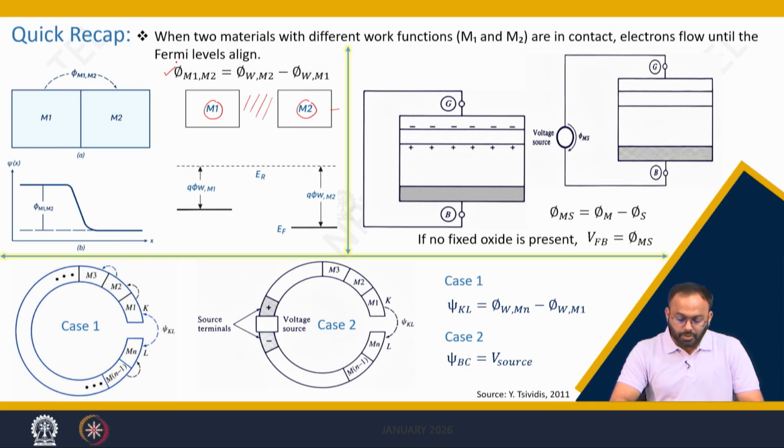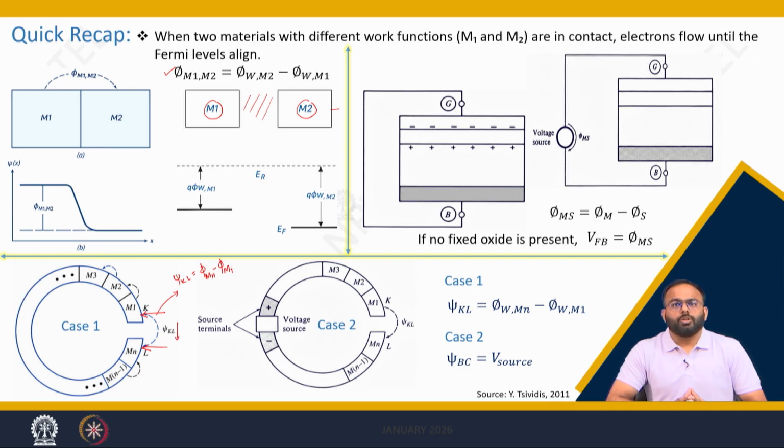We have also argued what will happen if different materials are in series. We found that the potential psi_ML, meaning the potential between M1 and Mn, is given as the work function of metal Mn minus the work function of metal M1. It stands that no matter how many materials are in series, the equivalent contact potential is nothing but the last metal work function minus the first metal work function.